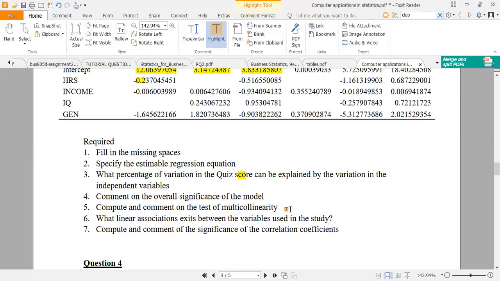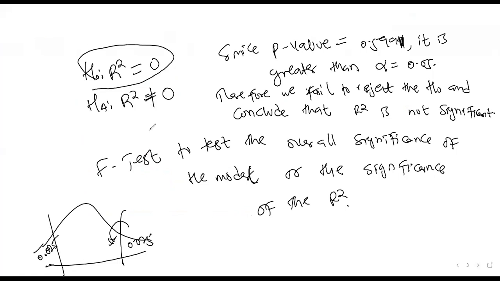Question 4 was on commenting on the overall significance of the model. So the overall significance of the model is just to do the F test or the ANOVA test, to check whether the R-square is significant, which I've also spoken about already. Okay, so it looks like we ran ahead of ourselves. So this is the test to check the overall significance of the model.